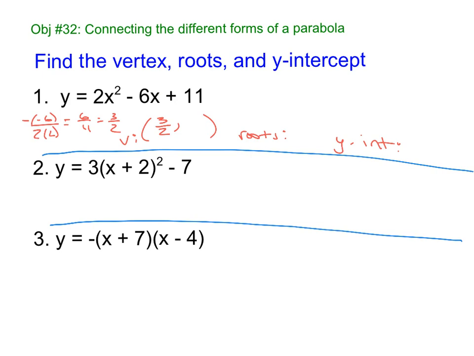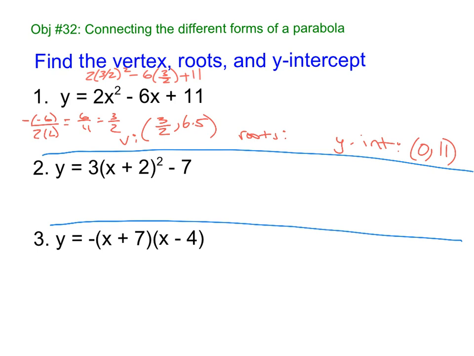Okay. Now just plug in 3 over 2 into your calculator. I got 6.5. Right? So I did 2, 3 over 2 squared, minus 6, 3 over 2 plus 11. All right, y-intercept, plug in 0. Right? 0, comma, 2 times 0, 6 times 0 is just 11. All right, roots.